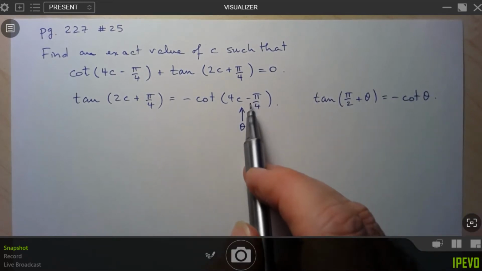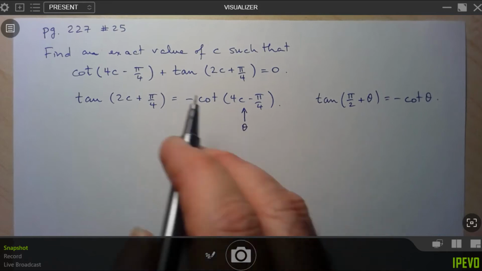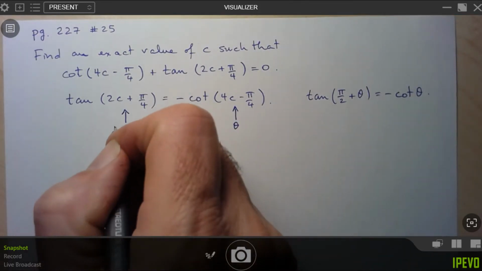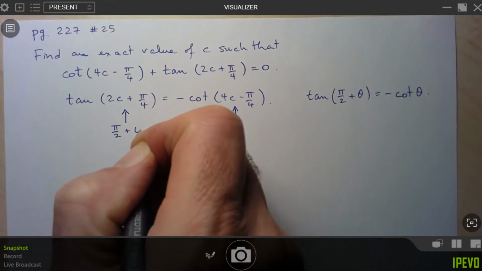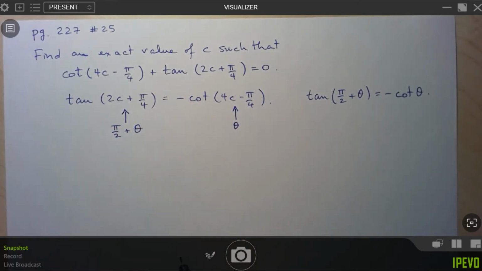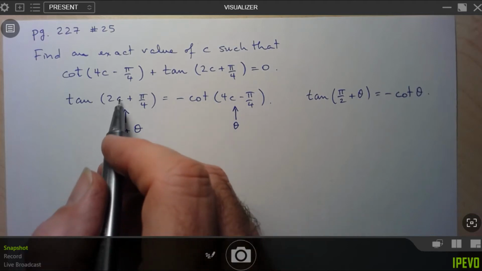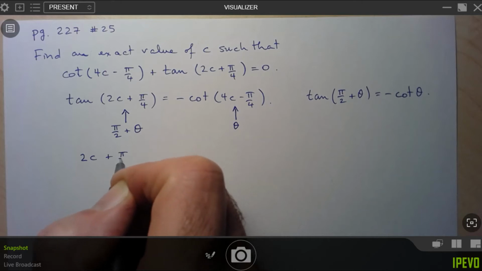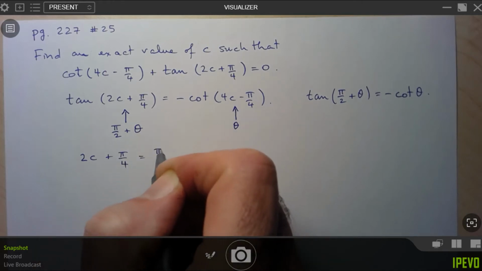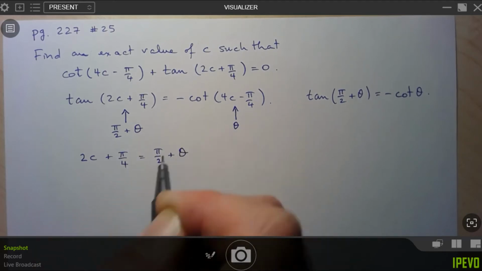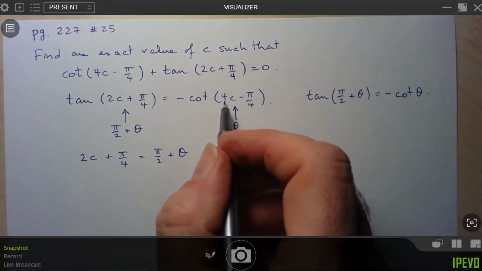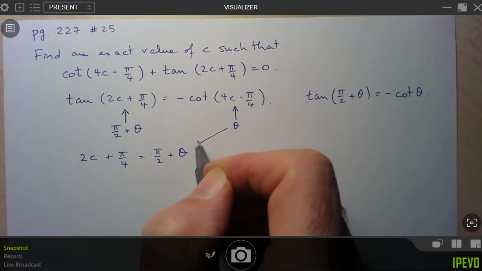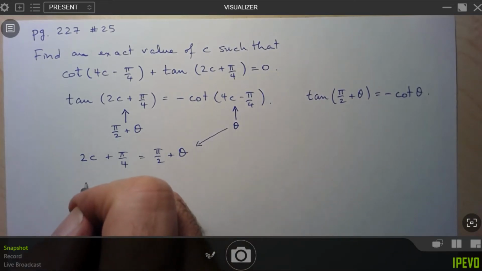So if this angle is equal to theta, that means that this angle here inside the tangent must be equal to pi over 2 plus theta. And so these two are equal. That means that 2c plus pi over 4 is going to be equal to pi over 2 plus theta. But wait a minute, what did we say theta was? Theta is 4c minus pi over 4. So I'm just going to substitute that into my equation, and let's see what we're going to get.